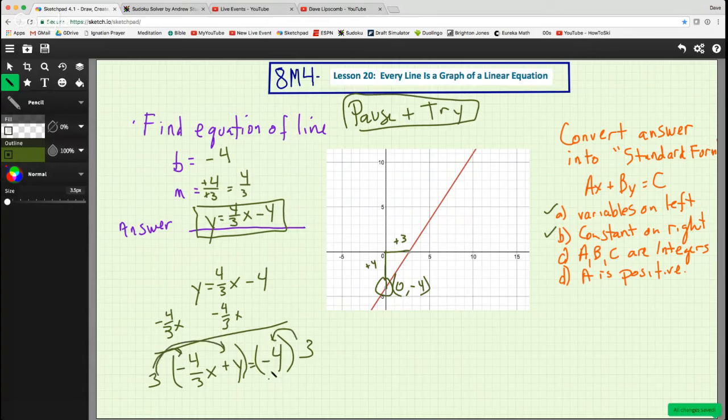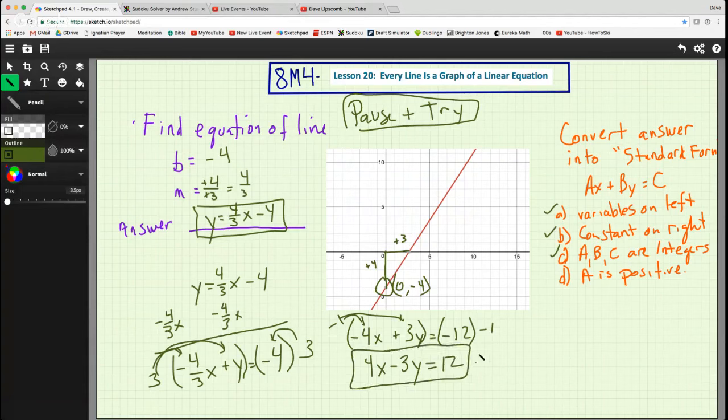So I'm going to do my multiplication over here. We get -4x, because -4/3 times 3, if you write it out, do the math, is -4, plus 3y equals -12. Now we have a problem here because our a is not positive, so we have to multiply both sides by -1 to make our a be positive, and we get 4x minus 3y equals 12. And that is our answer in standard form.